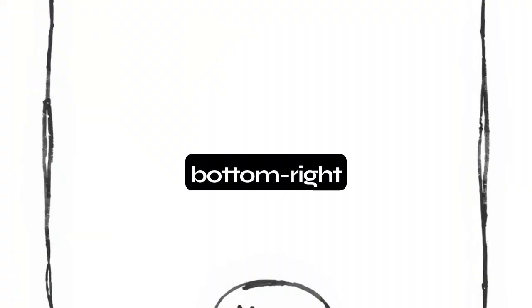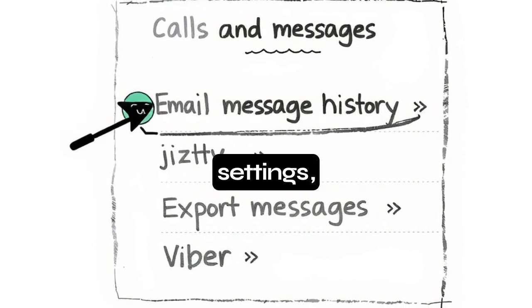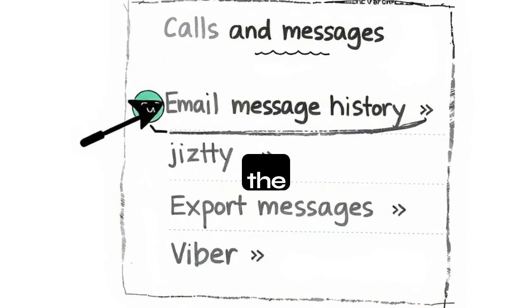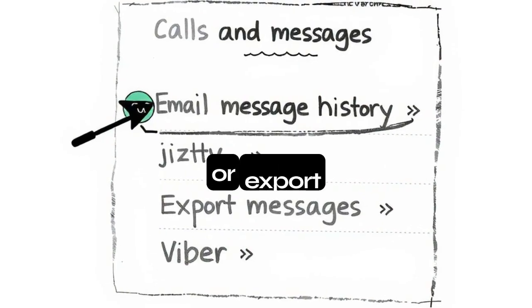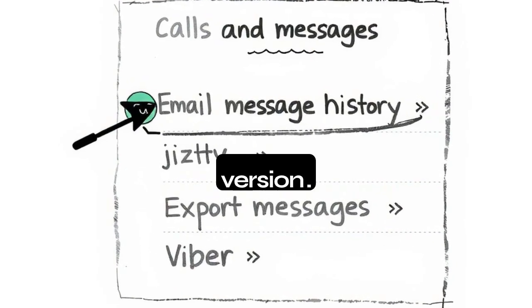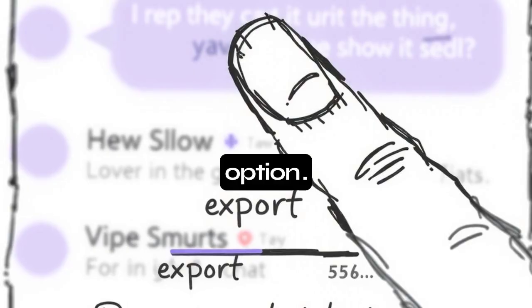Tap the More button in the bottom right corner, then choose Settings from the menu. Inside Settings, go to Calls and Messages, then look for the option called Email Message History or Export Message History, depending on your version. Tap that option.